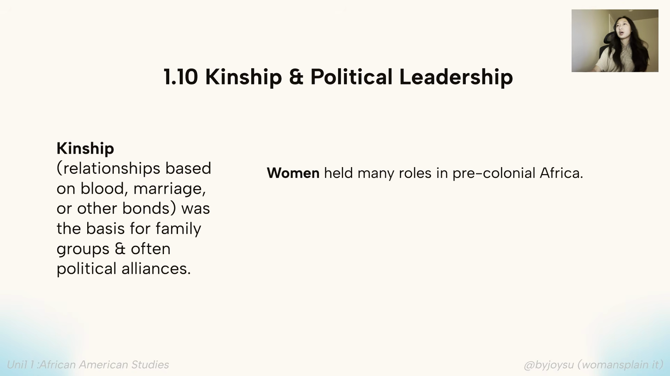So we are going on to explanations 1.10 of kinship and political leadership. We've covered the political leadership part, but let's talk about kinship right now. So many West and West Central African societies operate through what's called the kinship group. Right, so those are relationships based on blood, marriage, or other bonds.